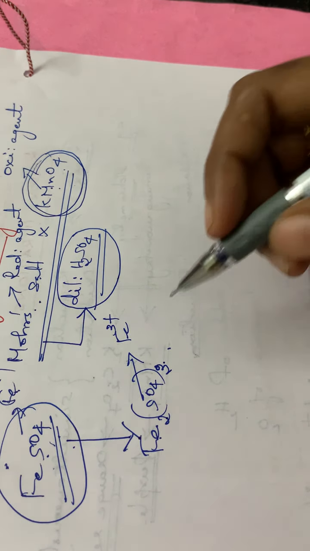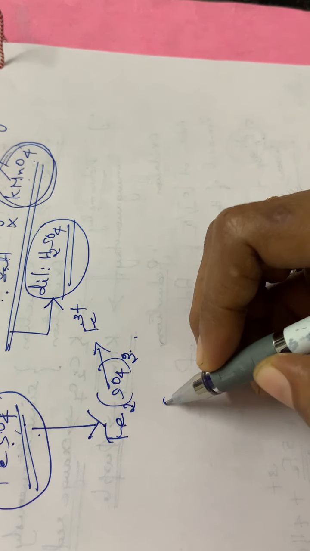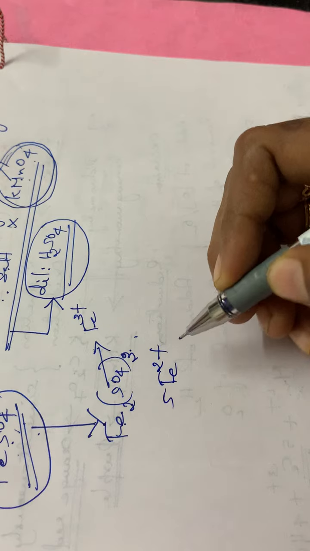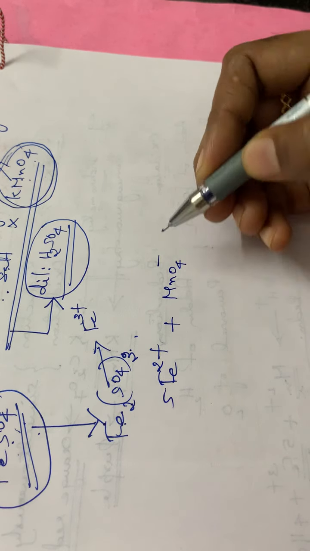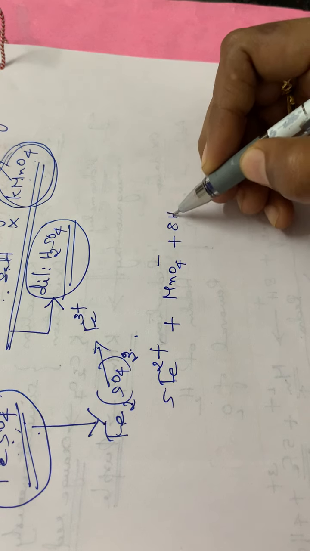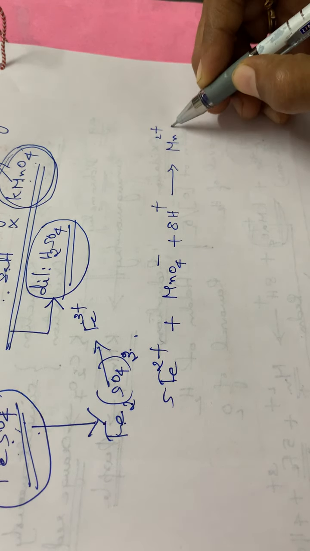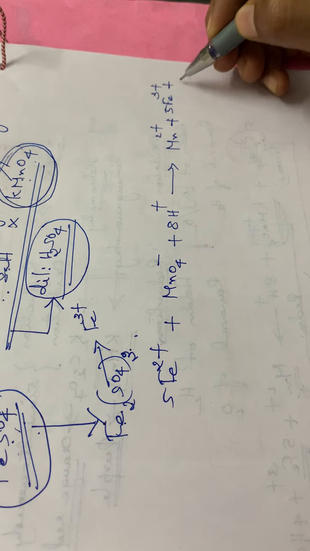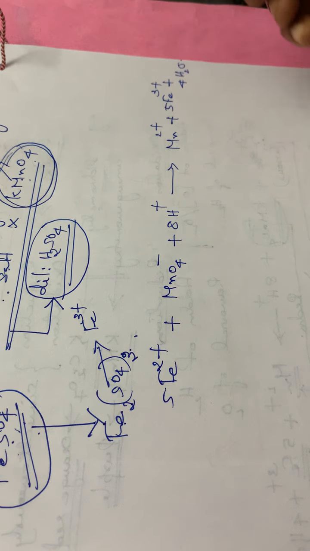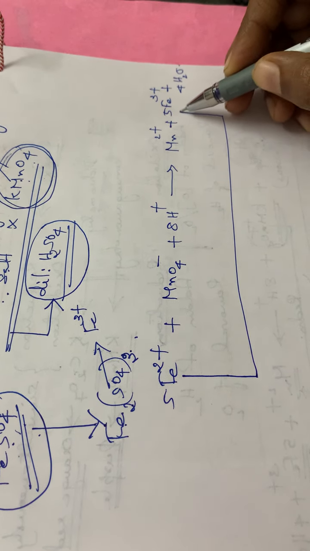I will be writing the equation so that you will be clear about it. The reaction will be like this: 5Fe2+ plus MnO4- plus 8H+ giving Mn2+ plus 5Fe3+ plus 4H2O. So in this reaction, KMnO4 oxidizes Fe2+ to Fe3+.